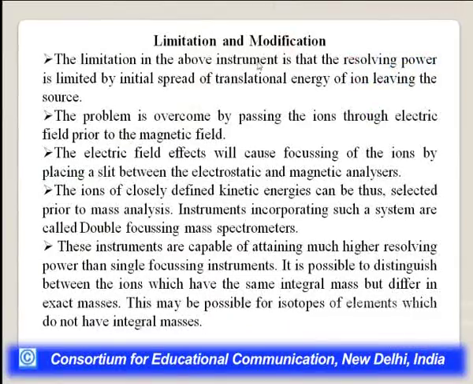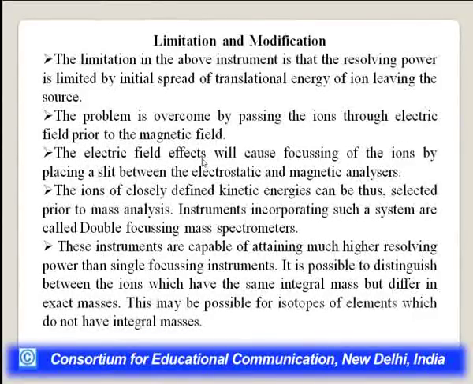What is the modification, or we can say limitation, of the Dempster mass spectrometer? The limitation in the above instrument is that the resolving power of the spectrum is limited by the initial spread of translational energy of an ion leaving the source. The problem is overcome by passing the ions, you must notice, through an electric field prior to the magnetic field. So ions have to travel through the electric field as well as the magnetic field, not only one field. They have to travel through both fields, first the electric field and then the magnetic.